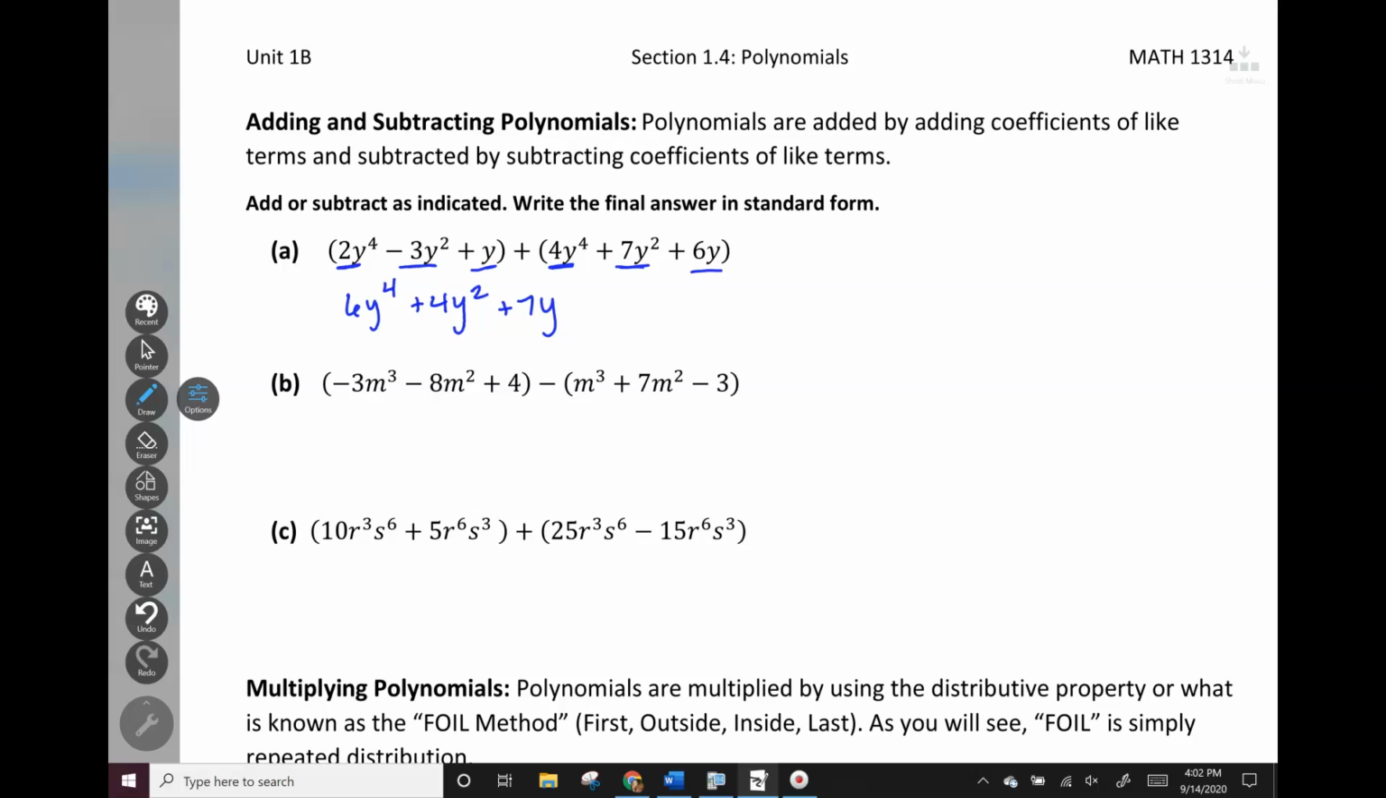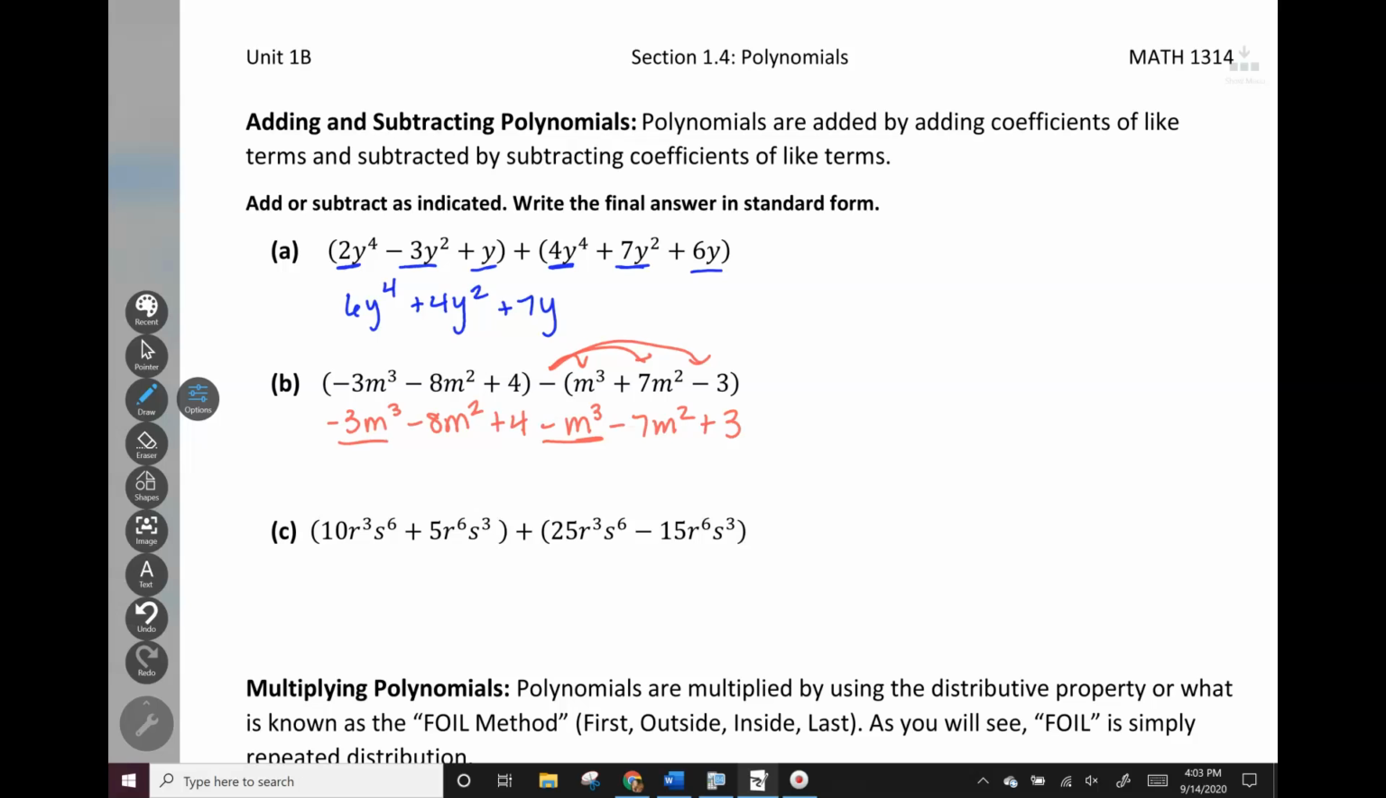Okay, now B. Since this one's minus, I want you to go ahead and distribute that negative. That minus needs to be distributed to all 3 terms. So that will become -3m cubed minus 8m squared plus 4 minus m cubed minus 7m squared plus 3. So you need to make sure that negative goes to all 3 terms, and then we'll combine like terms.